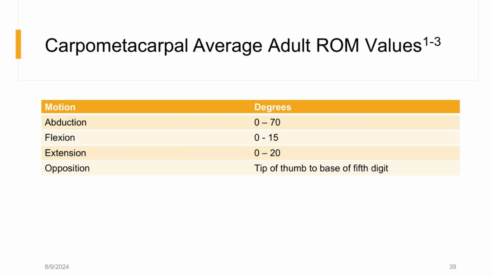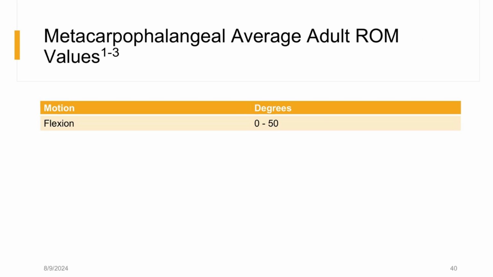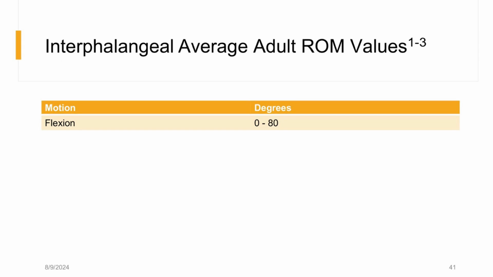Carpometacarpal average adult range of motion values. For abduction, 0 to 70 degrees. For flexion, 0 to 15 degrees. For extension, 0 to 20 degrees. And for opposition, the tip of the thumb to the base of the fifth digit. For metacarpophalangeal, the average adult range of motion value is 0 to 50 degrees. For interphalangeal, average adult range of motion values, flexion is 0 to 80 degrees.